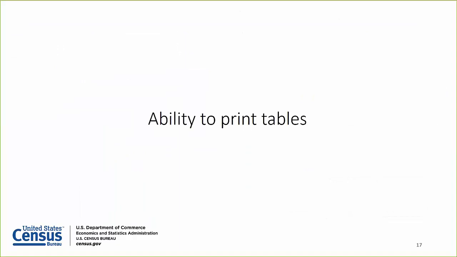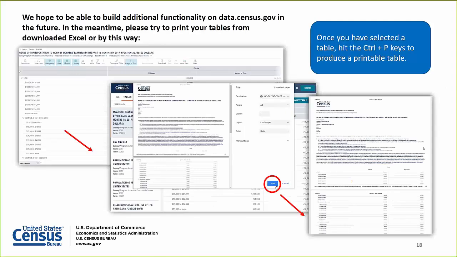All right, so the next one is the ability to print tables. The tables that we have are very, very big. If anybody's been using our tables from American Fact Finder, they are the same. It's just a different look and feel on our interface. So with that, we have lots of different columns, but we know that we need to be able to print some things out. So we've added a Control-P option to produce a printable table.